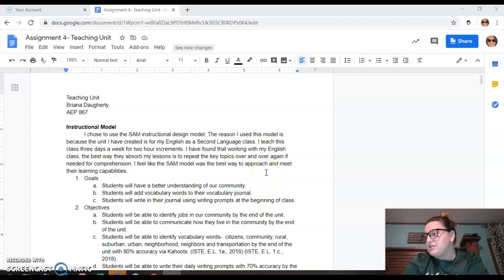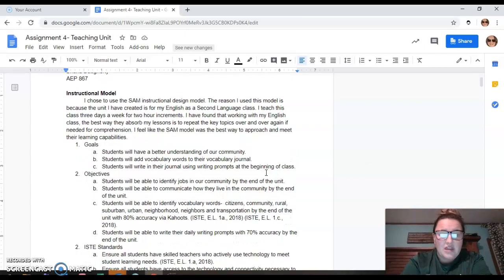I am going to go over assignment 5, where I talk about my assignment 4, my teaching unit. I modeled this teaching unit for the English as a second language class. I don't actually teach it anymore. I left the field of teaching about 6 months ago, so I just went ahead and used what I would have done had I been in there.